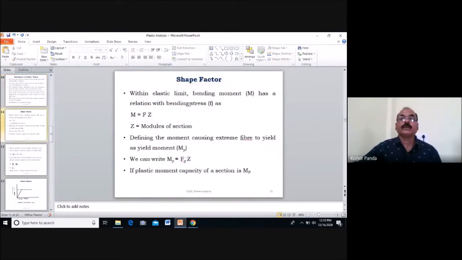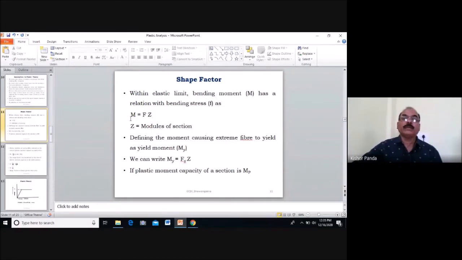Then what is shape factor? To find out the shape factor of the different sections. So what is shape factor? Within elastic limit, the bending moment M has a relation with the bending stress F. You know that in the elastic theory, in mechanics of solids, in theory of pure bending, what is the relation between the bending moment and the bending stress?